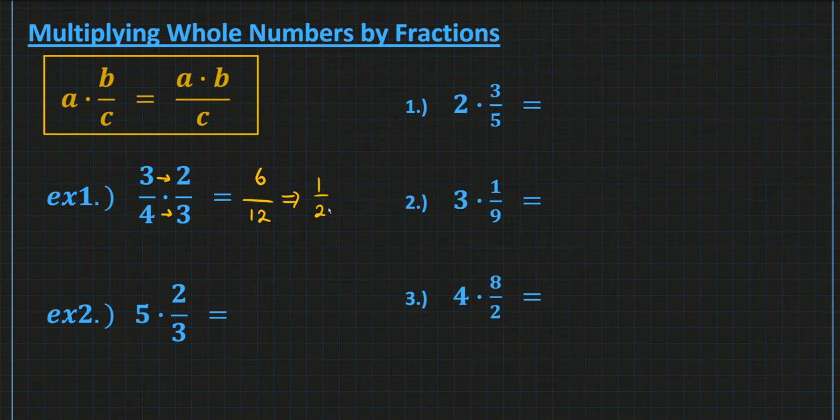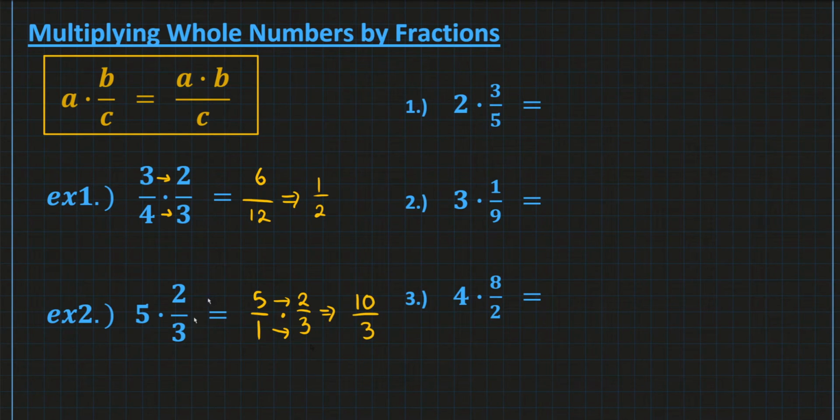How does that relate to whole numbers? Well, let's say it was a whole number. All we really have to do is take that whole number and turn it into a fraction. And now we multiply it the same way as above. 5 times 2, 1 times 3, and we end up with 10 thirds.